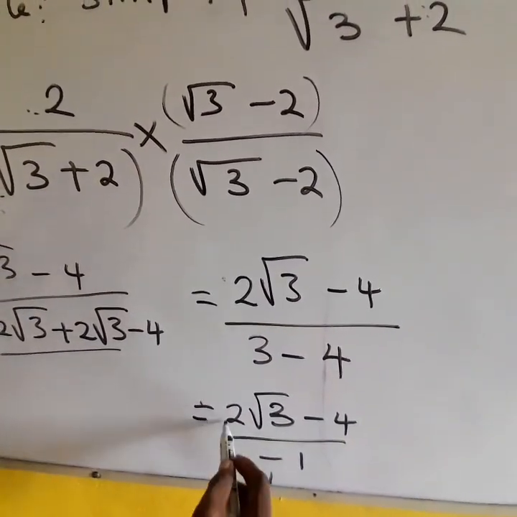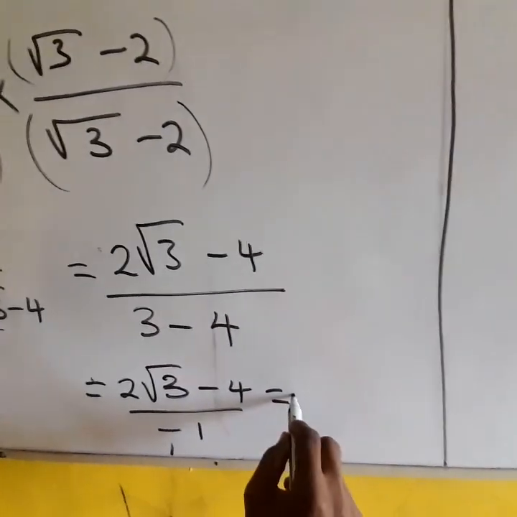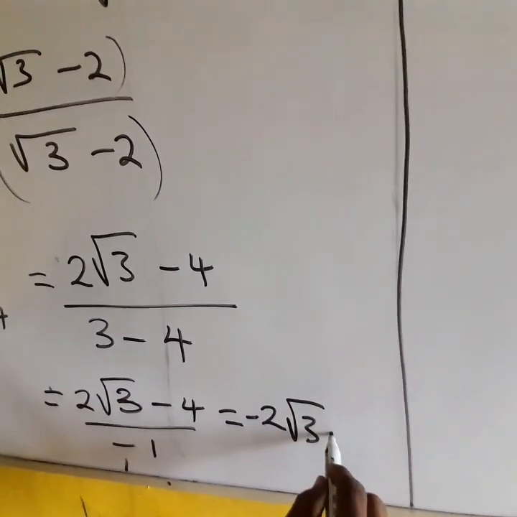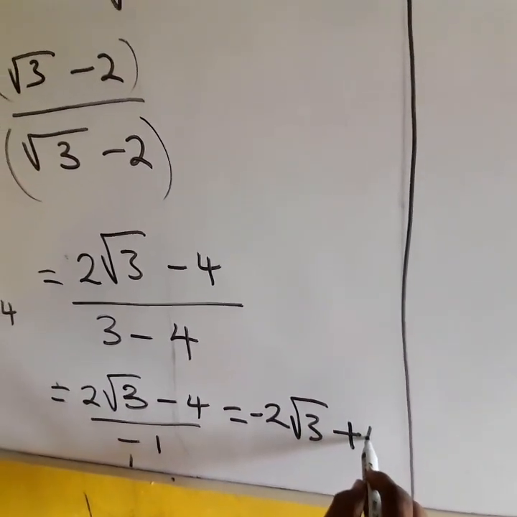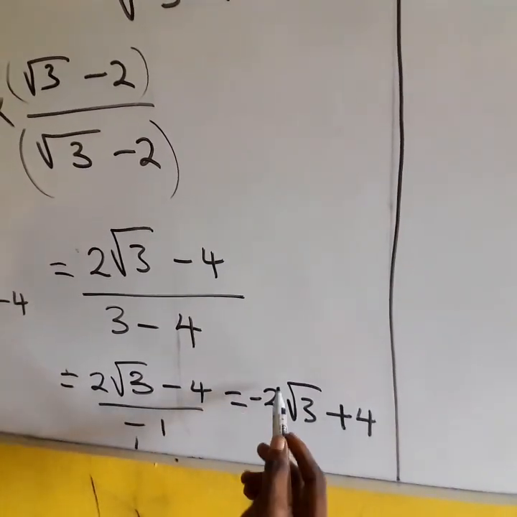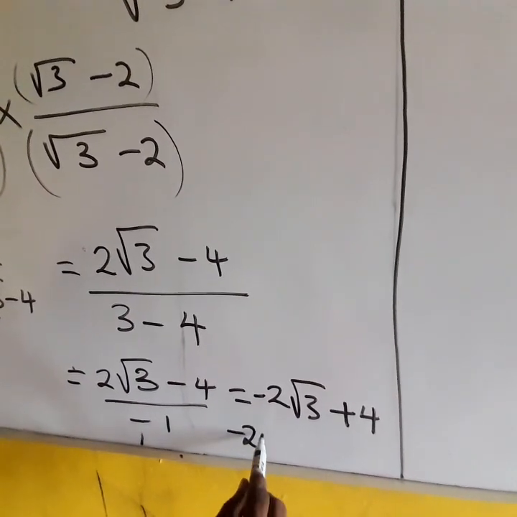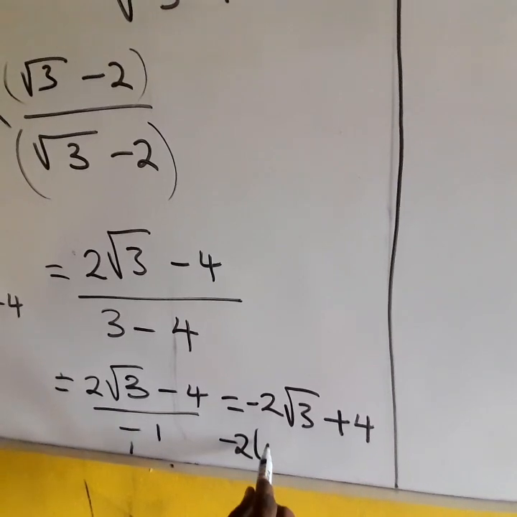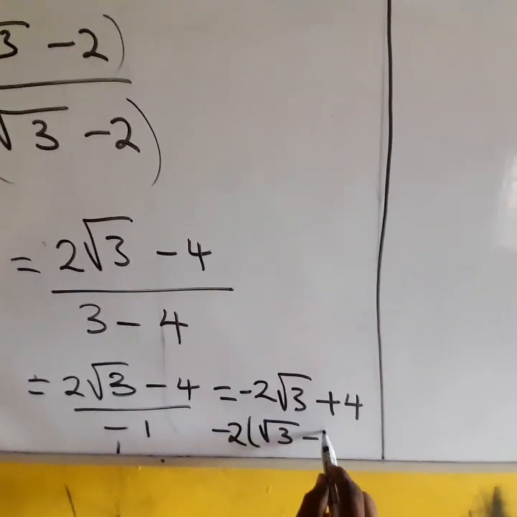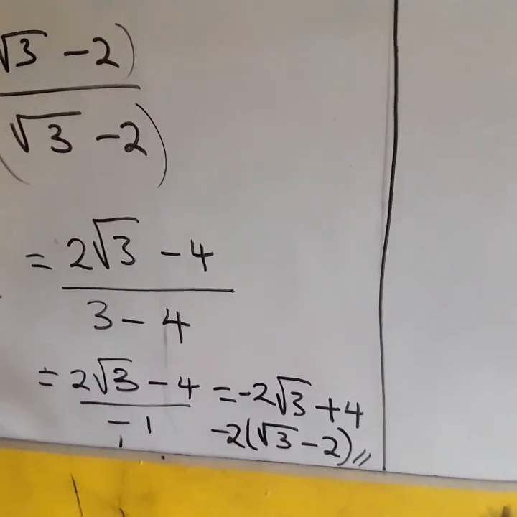So if you divide it by minus 1, it will affect this to be equal to minus 2 root 3 plus 4. Or you can further express it as minus 2 into root 3 minus 2. That is where you can stop.